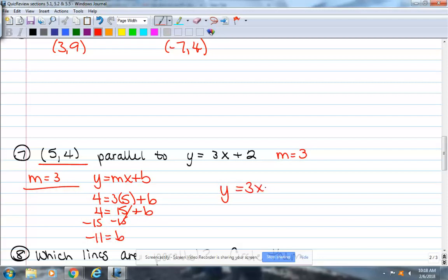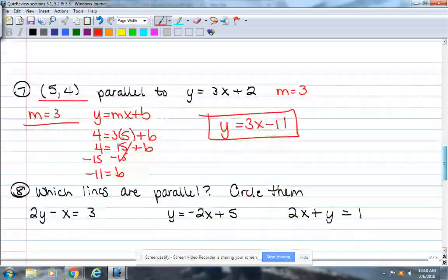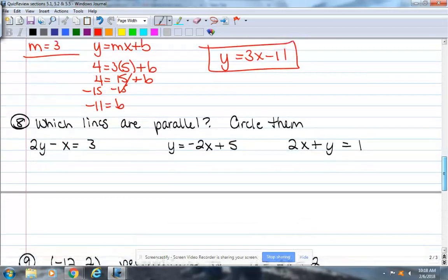3. And again, make sure that your slopes are the same. We got a 3 and a 3. So parallel lines, you need the same exact slope. This next question says, which lines are parallel? And it gives you 3 different equations. So how do you determine which of those 3 lines are parallel to each other?